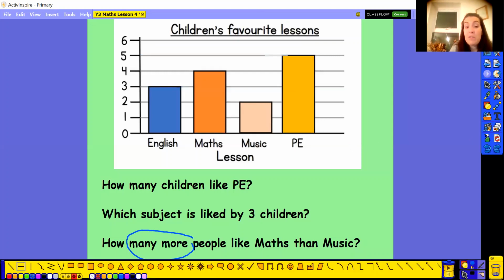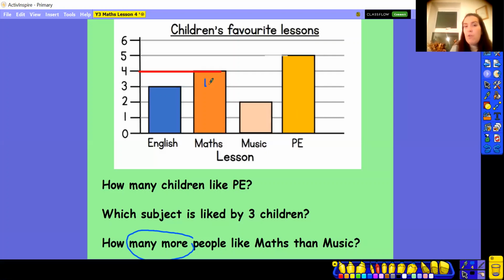So I'm going to again draw on my bar chart because I find it much easier to read if I draw it. So here we've got maths. So I'm going to find maths. Here it is. I'm going to go up to the top and I'm going to trace my finger along to the axis. See that maths was liked by 4 people. And I'll jot a little 4 down here so I can remember.